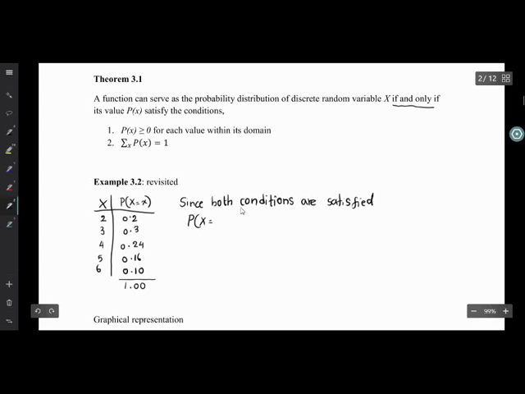Since both conditions are satisfied, this p(x), the table that we see, is a proper PMF. So simply, a PMF is for a discrete random variable: if you can figure out all possible values of x and their corresponding probabilities and list them in a table like this, we call it the probability mass function. And those p(x)'s should satisfy the above two conditions.